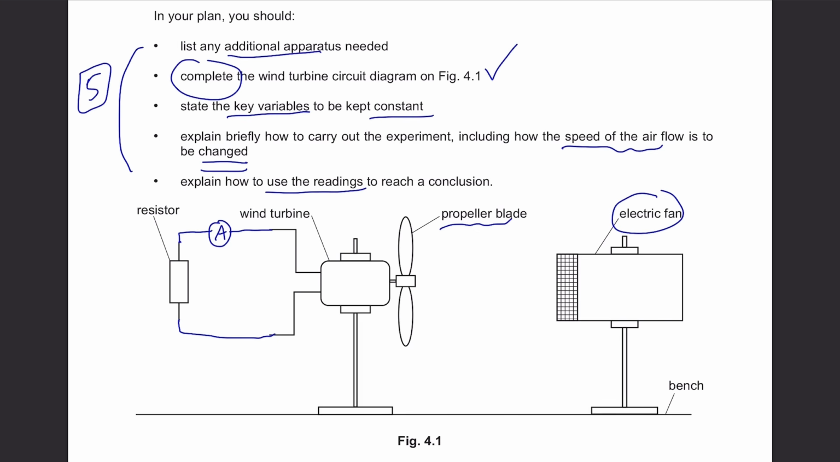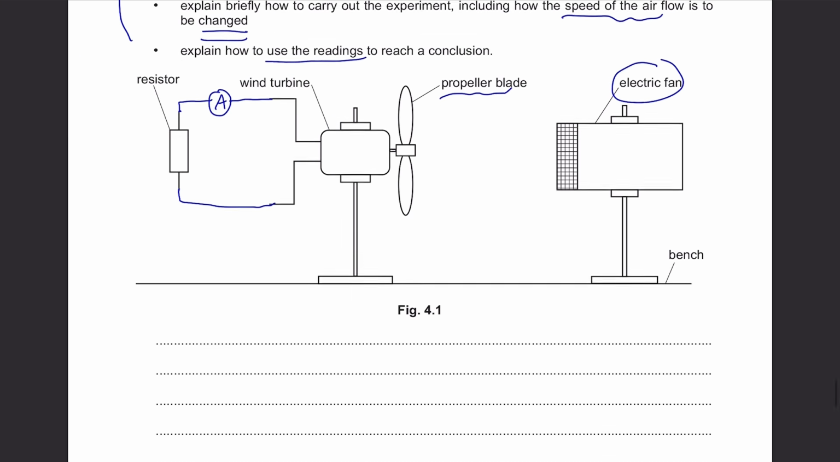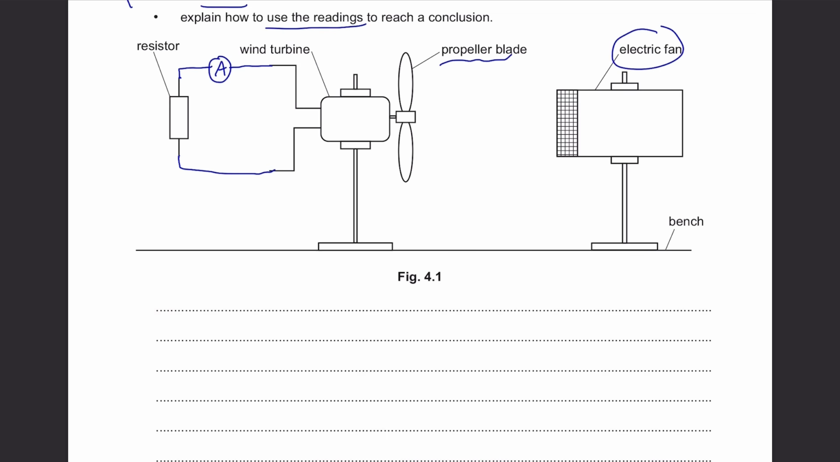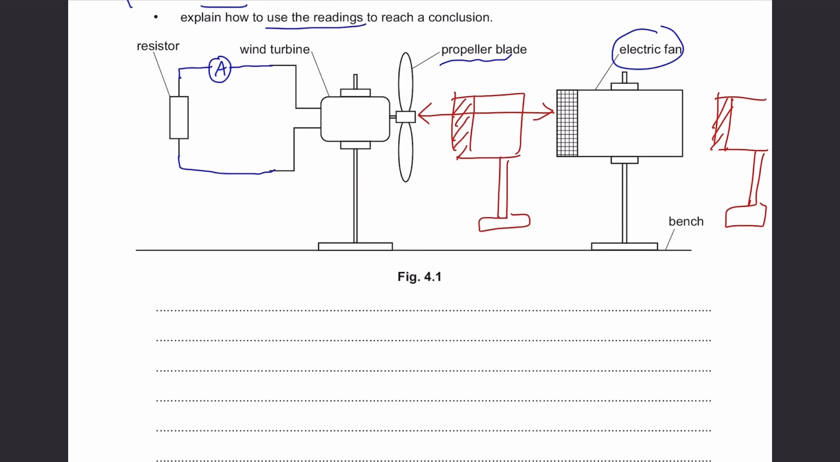One is done, and let's list the additional apparatus needed. As I have just drawn, we need an ammeter. And how are we going to change the airspeed? Let's change it by varying the distance between the propeller blade and the electric fan. The airspeed will be higher if the fan was here and slower if it was here. So all we need to do is vary the distance, and to measure the distance, we will need a meter rule.